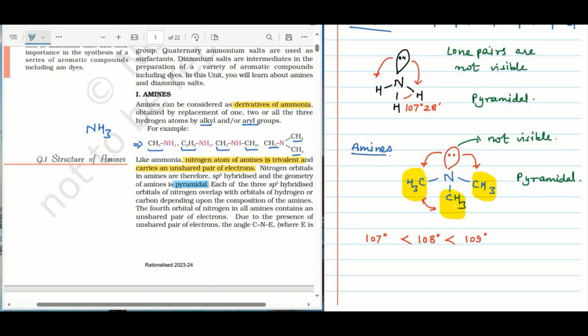Now let's read from the book. Each of the three sp3 hybridized orbitals of nitrogen overlaps with orbitals of hydrogen or carbon, depending on the composition of the amine. The fourth orbital of nitrogen in all amines contains an unshared pair of electrons, which is called a lone pair. So here this unshared pair of electrons is nothing but the lone pair.